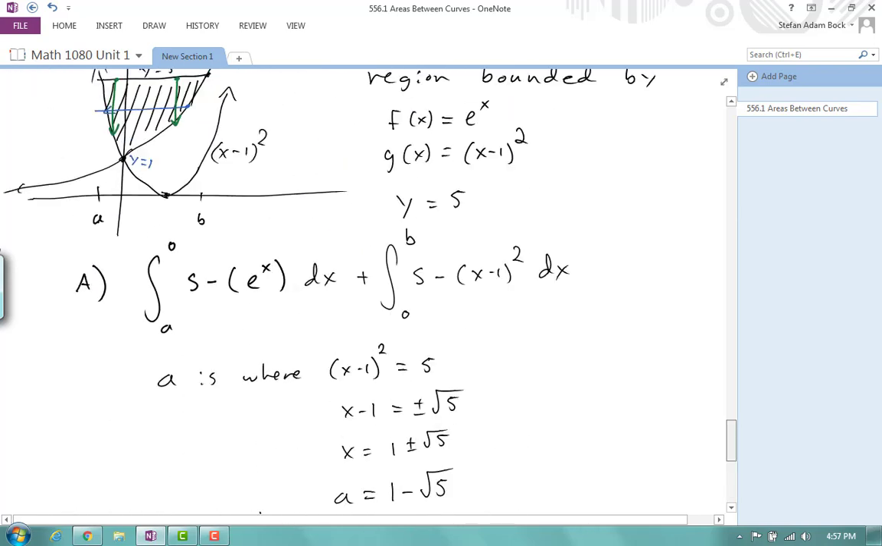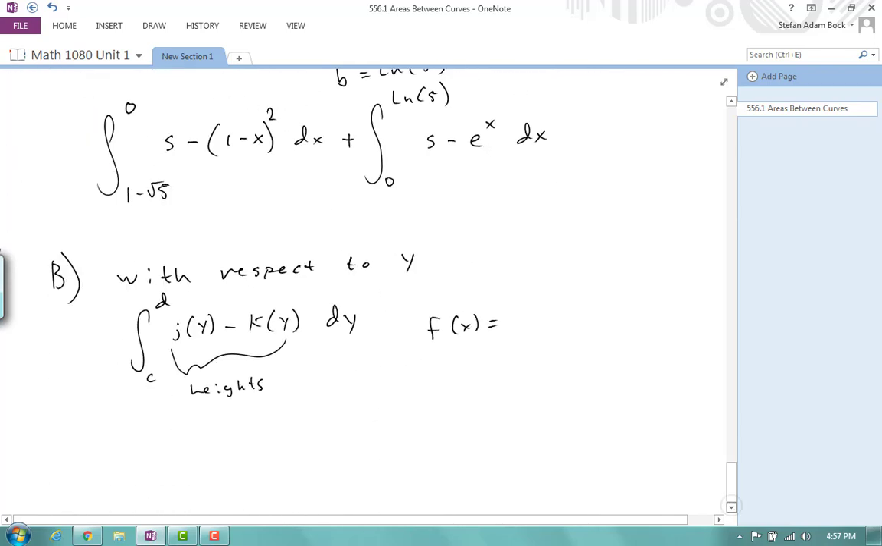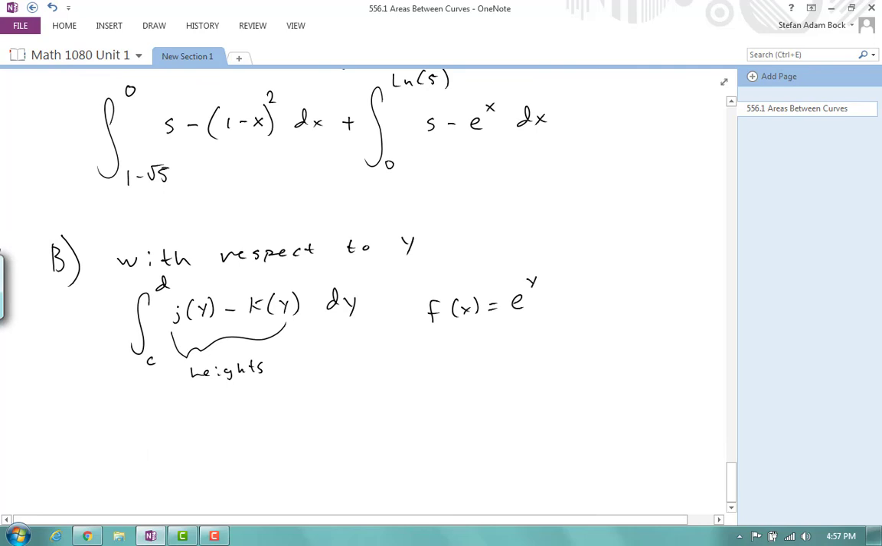what did I pick for f? e to the x. Okay, f of x equal to e to the x, which means I have y equal to e to the x. So if I solve that for x, I can get x as a function in terms of y. So natural log of y equals x, if I take natural log of both sides. And this is my j of y function.